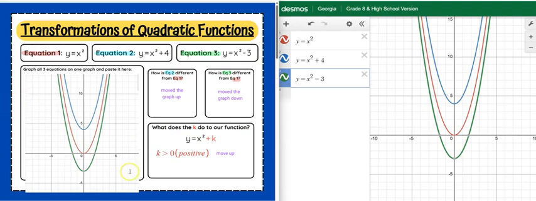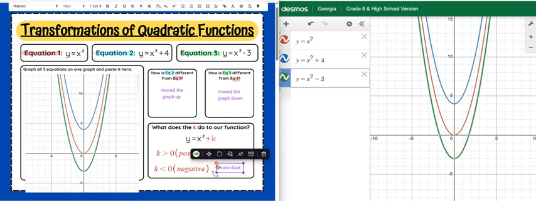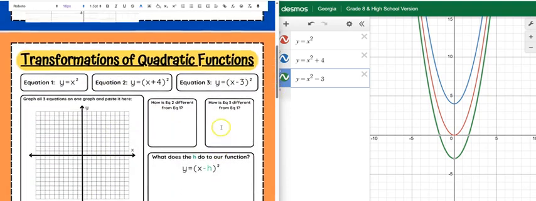All right, and then the same thing if my k is less than 0, or it's negative. If it's negative, or it's subtraction, what happens? It moves down. So if we have a plus something, it moves up. If we subtract something, it moves down. So that's what k does. All right, so let's look at our next page.